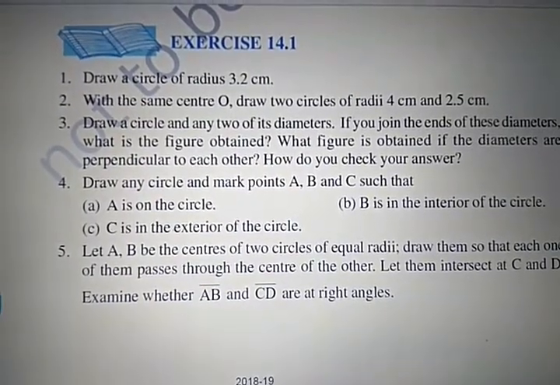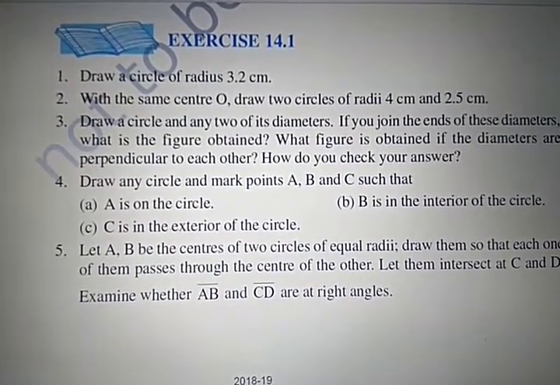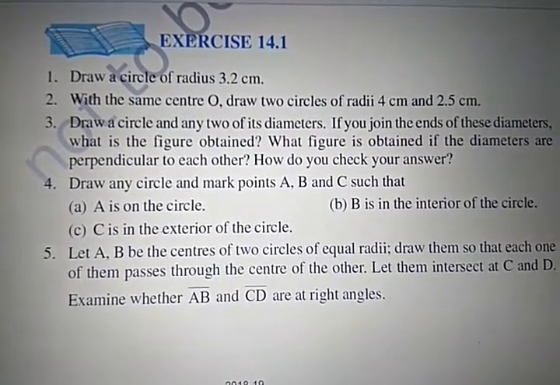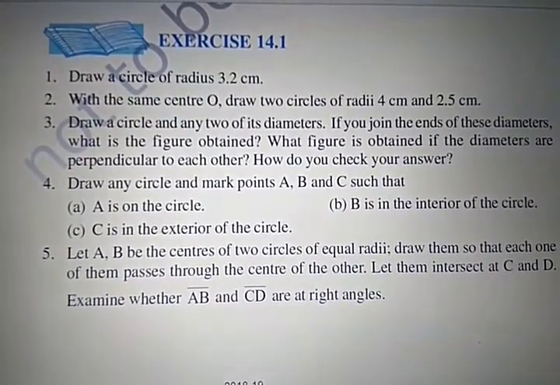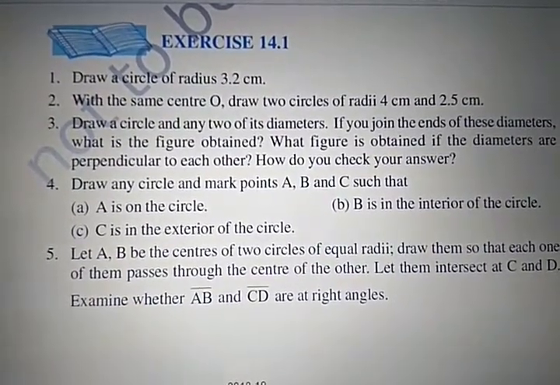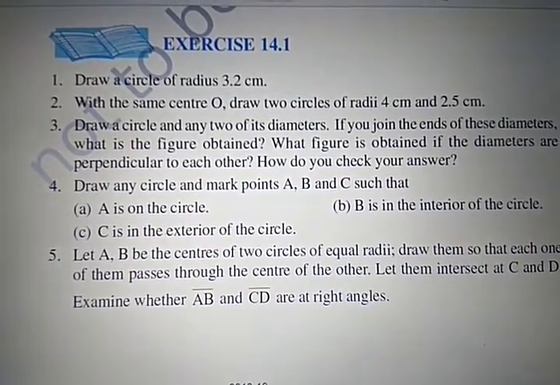Question number 2, with the same center O, draw 2 circles of radii. Look, here radii came, the plural of radius, more than one radius, right? That is radii, 4 centimeter and 2.5 centimeter. It means you have to draw 2 circles from the same center, right?